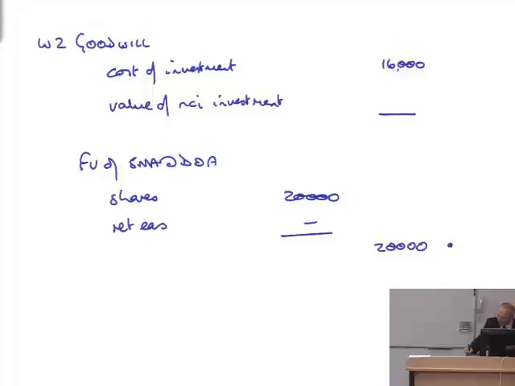Now I have this figure, I can work out this one. I can work out the value of the NCI. It's proportionate. It's their proportion of this 20. 8,000. It's 40% of 20. Once I have this, then I can work out what is their proportionate share there.